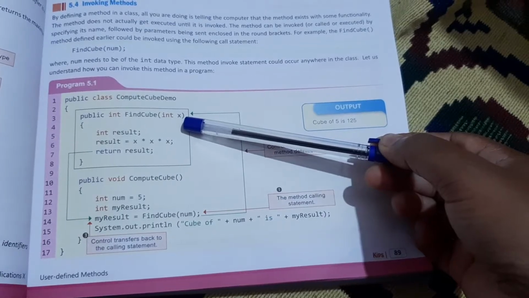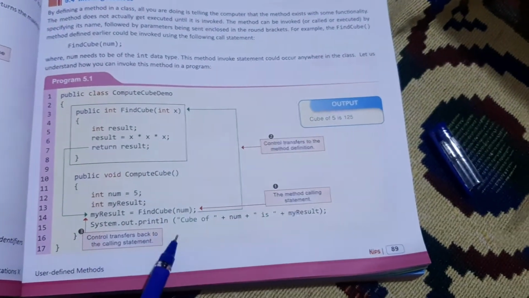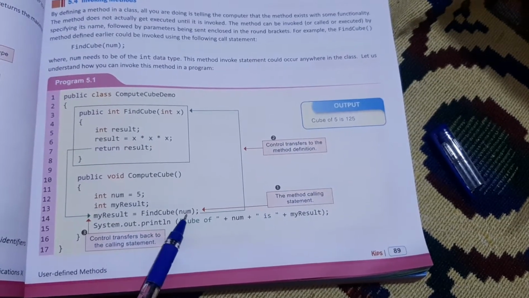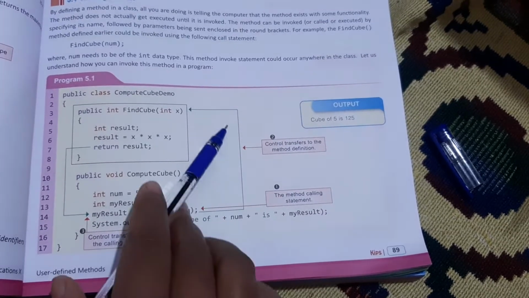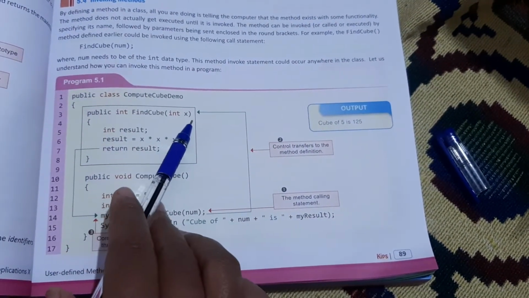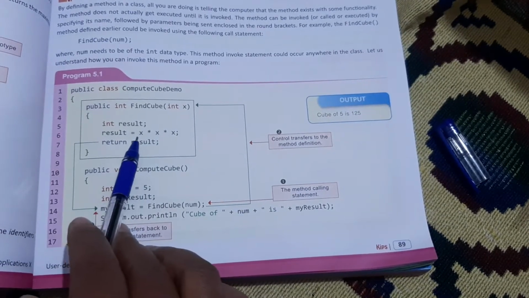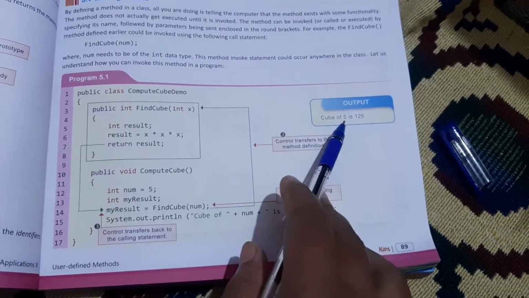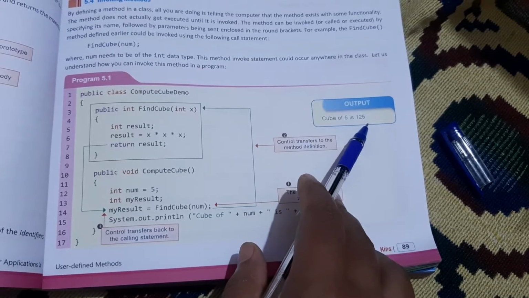We don't know the exact value of x, so we need to pass the exact value of x. Here, the value of num is equal to 5. This value will come here, and this 5 will be passed to x. So after this, the value of x will become 5. So 5 into 5 into 5. What is the output you will get? What is the cube of 5? The cube of 5 is 125.